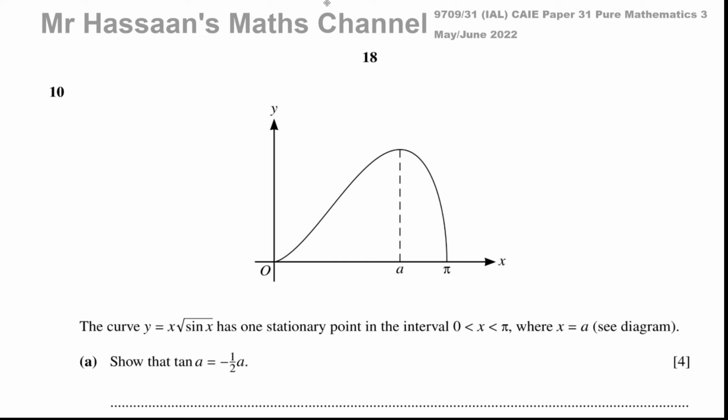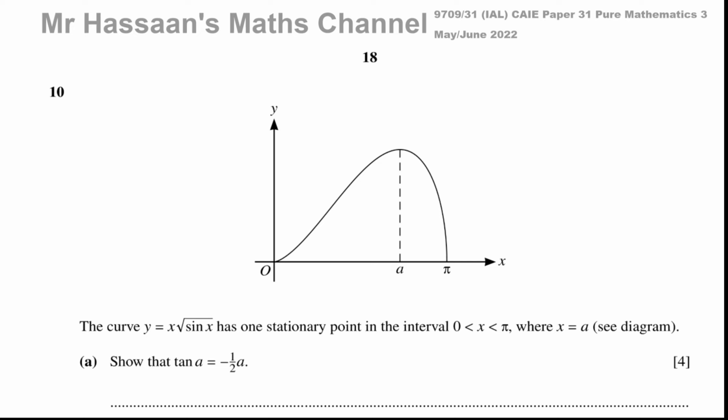This is from the 9709 syllabus, and this is question number 10A. I'm going to save it as a separate video, and the rest of it as separate videos, because part A is basically about differentiation, and the rest of the question concerns what's called iteration. So I'll save them as separate videos so I can save them under different topic playlists.